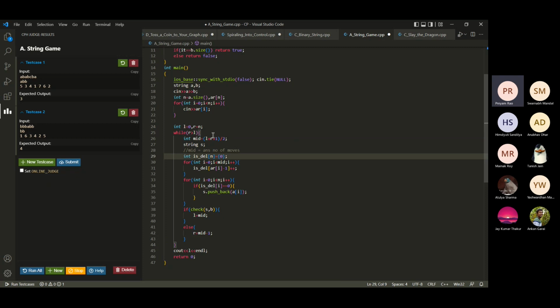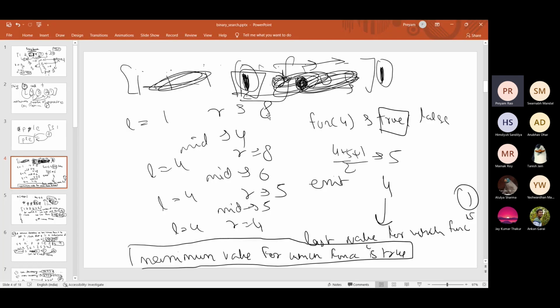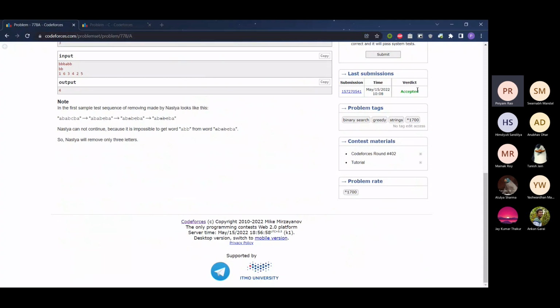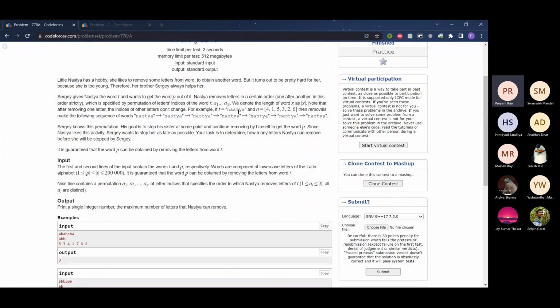And to solve questions like these, you need to figure out what the function is and if the function is continuously increasing or decreasing. If you can reduce the question into a function which is continuously increasing or decreasing, then you can easily find the maximum or minimum value, right? This is how you solve this problem. You can see that this solution has been accepted.